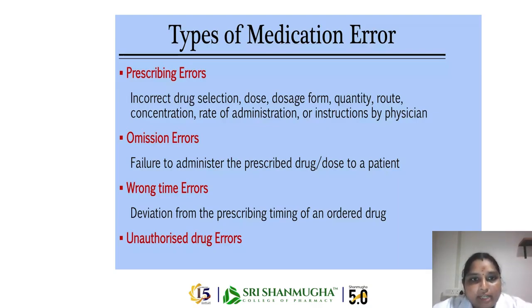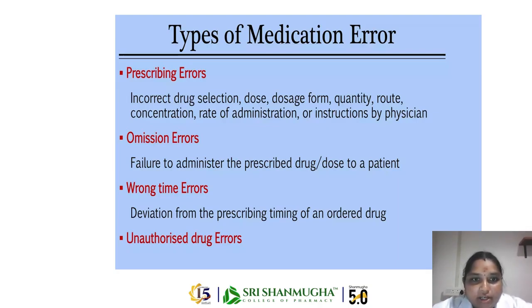First one, prescribing error, that is incorrect drug selection, dose, dosage form, quantity, route or concentration, rate of administration or instruction by the physician. That is incorrect drug selection. If I have a fever but the doctor has given aceclofenac instead of paracetamol, this is the incorrect drug selection. And dose: there is only 500 mg or 650 mg, but the doctor prescribes 600. It is wrong. And dosage form: instead of a tablet, he prescribes a capsule. And quantity: instead of 2 tablets, the pharmacist dispenses 3 or 4, more than that, like this.